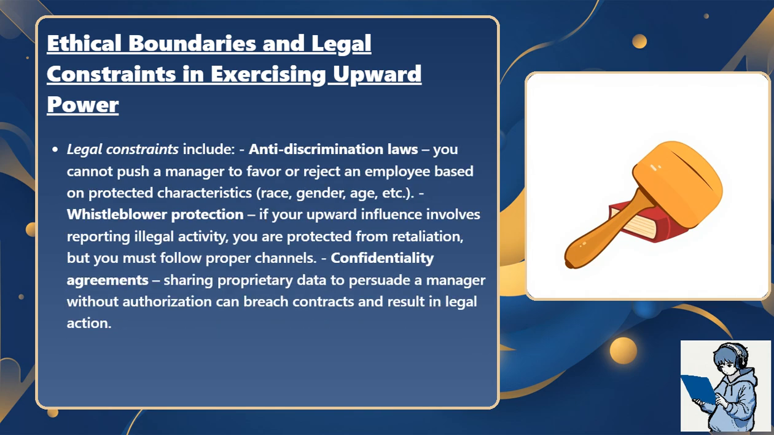Legal constraints include anti-discrimination laws. You cannot push a manager to favor or reject an employee based on protected characteristics such as race, gender, age, etc. Whistleblower protection: if your upward influence involves reporting illegal activity, you are protected from retaliation, but you must follow proper channels. Confidentiality agreements: sharing proprietary data to persuade a manager without authorization can breach contracts and result in legal action.